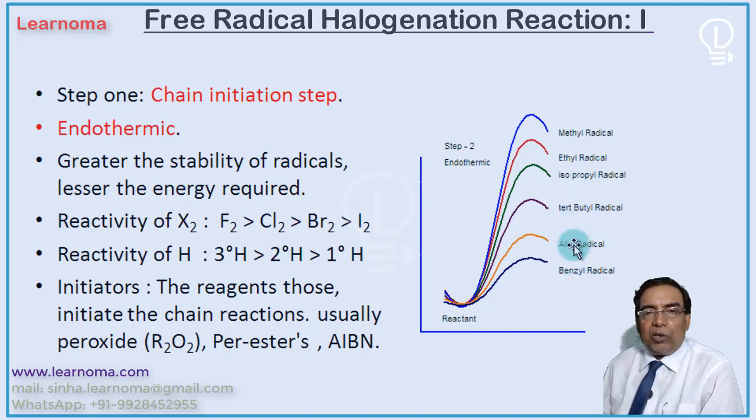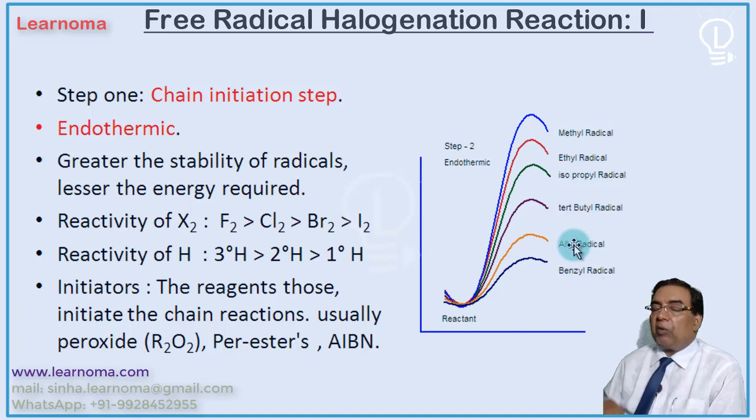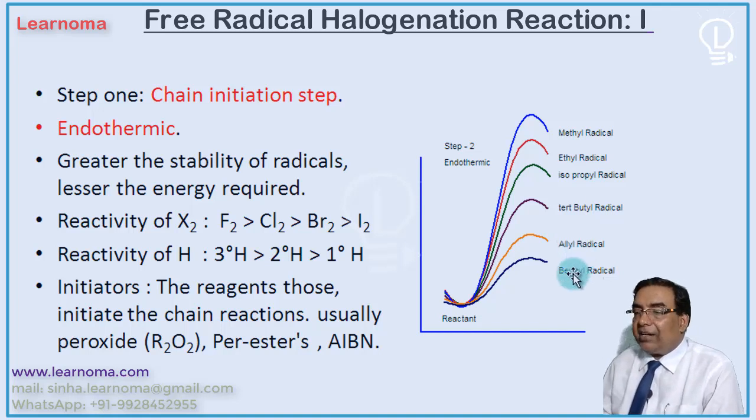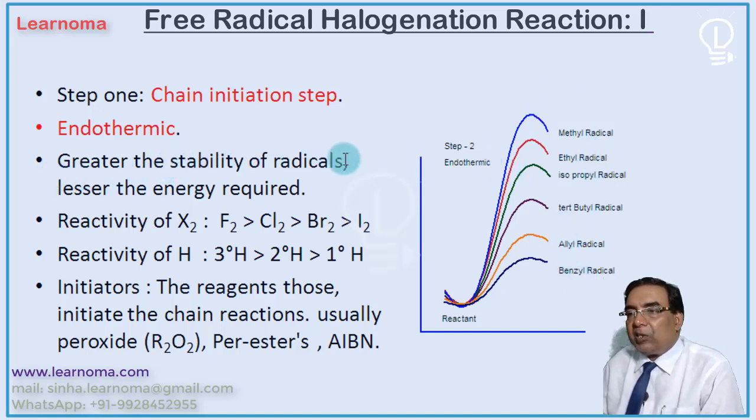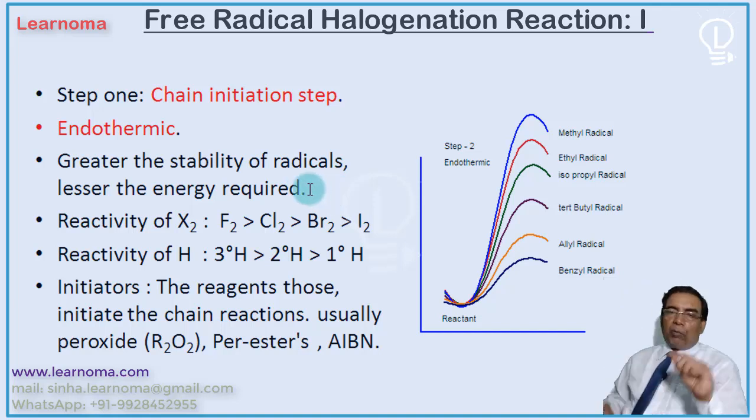In the same way, allyl radical is more stable because of resonance. Here we have resonance. And further, benzyl radical, production of benzyl radical requires least energy. This is very, very important. Greater the stability of radicals, lesser the energy required.